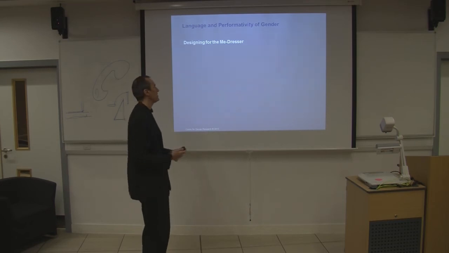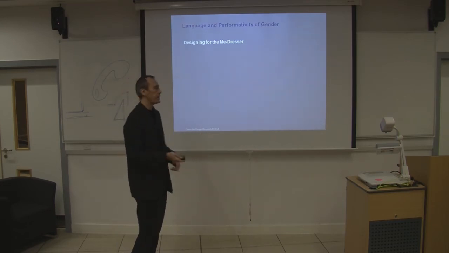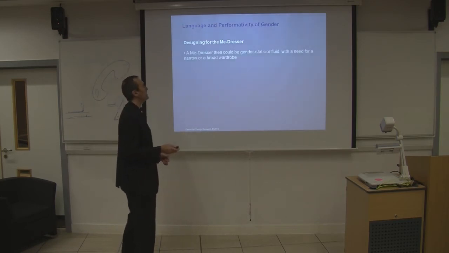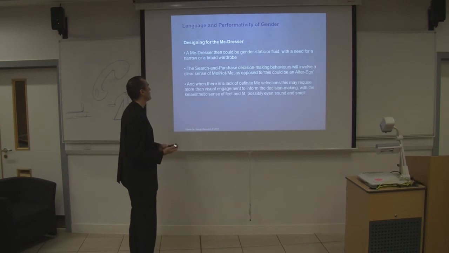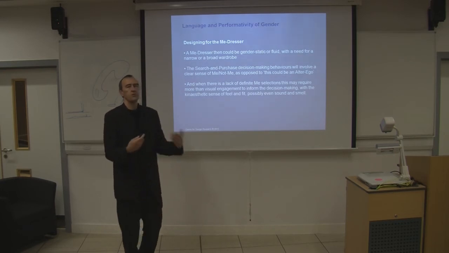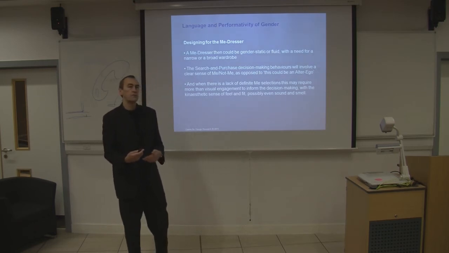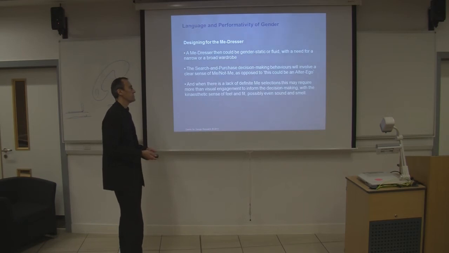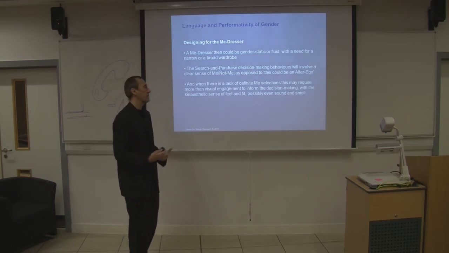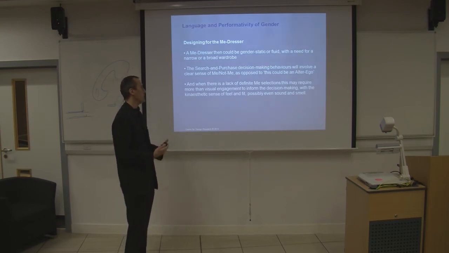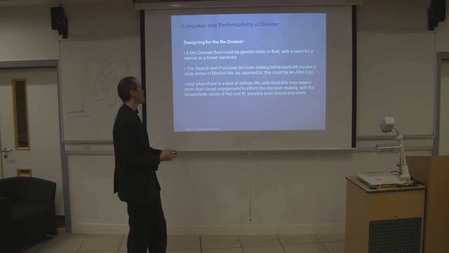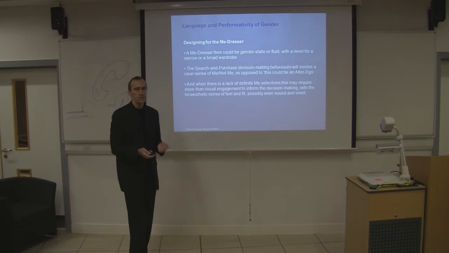So designing for the me-dresser, acknowledging now that that is a very broad spectrum, a me-dresser then could be gender static or fluid, with a need for a narrow or a broad wardrobe. And the search and purchase decision-making behaviours will involve a clear sense of me or not me as they're going through the racks of clothing, as opposed to this could be an alter ego, which might be the sense that somebody who is a cross-dresser may experience in that search and purchase decision-making. And when there's a lack of a definite me selections, this may require more than visual engagement to inform the decision making, with the kinesthetic sense of feel and fit, possibly even sound and smell.